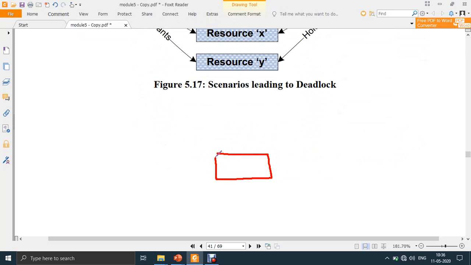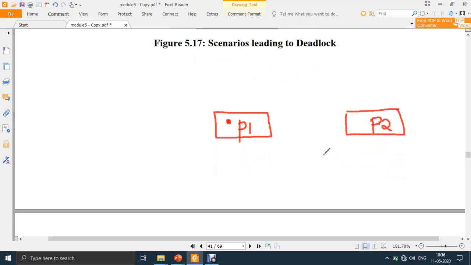There is a shared resource here. Two persons, let's say P1 and P2, want to access some shared resource, and to access it you need two things. In this case it is a two-wheeler: to access it you need the key, and to start it you need the petrol.